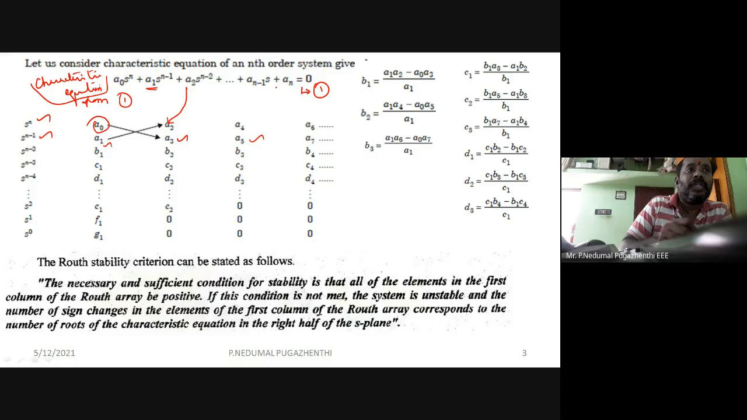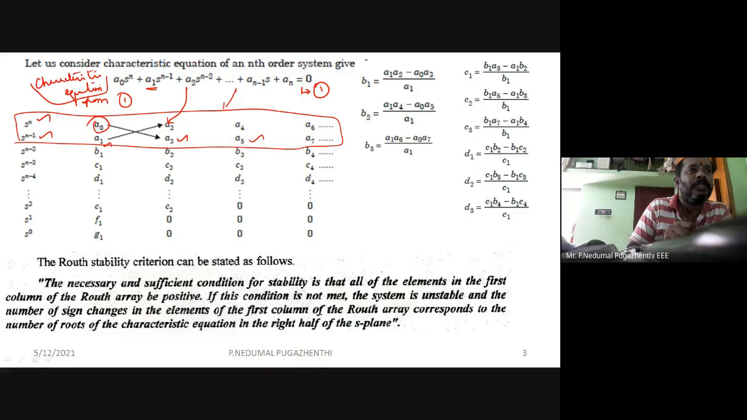So you will complete these first two rows from equation number 1. Any doubts so far? We completed the first two rows from equation number 1. Are you clear about it?